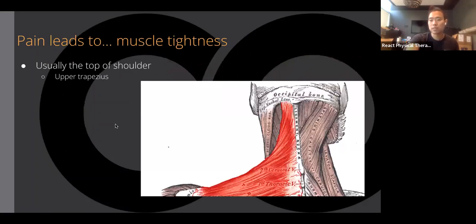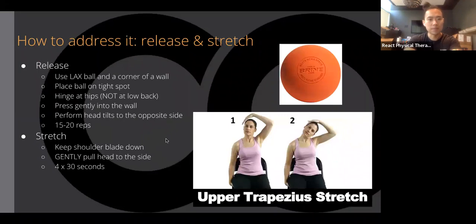Next, pain can lead to muscle tightness. A lot of people say they hold their tension up here. So we're going to work on that. That's your upper trap, your upper trapezius, and it usually feels really good to get massaged, like this. So how to address it? We have our lacrosse ball and we have the ability to stretch. So we're going to release with a ball, and we're going to stretch, as such.